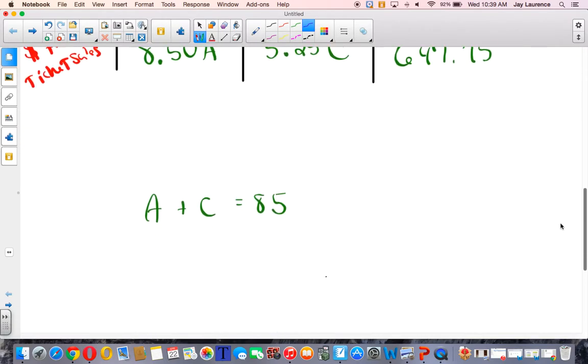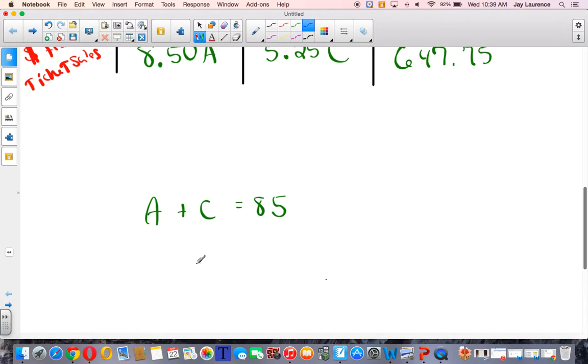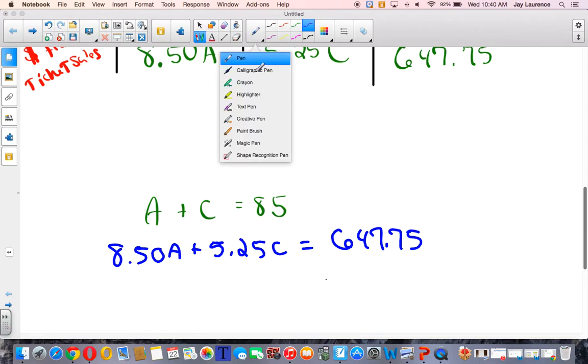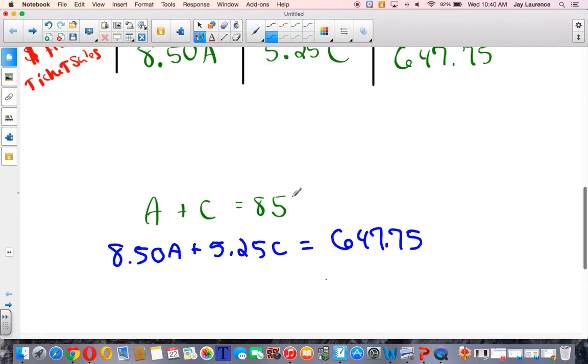Okay. So you see, we don't actually multiply to get this number. We're told it. So my second equation is 8.50A plus 5.25C, and that's going to equal 647.75. All right, so I have a system here. I think I'll solve by substitution. I'm going to solve this for C. C is going to equal 85 minus A.